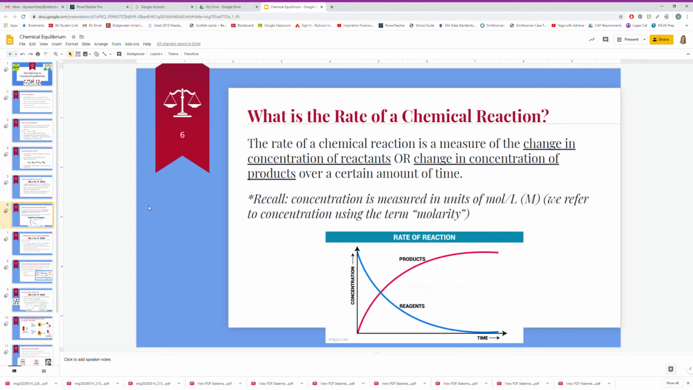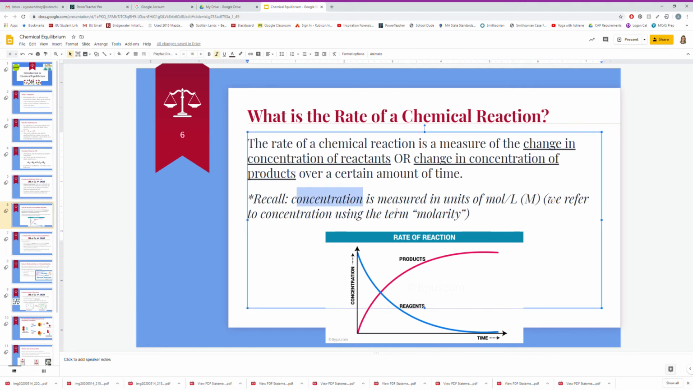So what exactly do I mean by the rate of a chemical reaction? The rate of a chemical reaction is a measure of the change in concentration of reactants or the change in concentration of products, again, they should be equal, over a certain amount of time. Recall also that concentration is measured in units of moles per liter, back to that solutions chapter, and we denote that as a big M. We refer to concentrations using the term molarity.